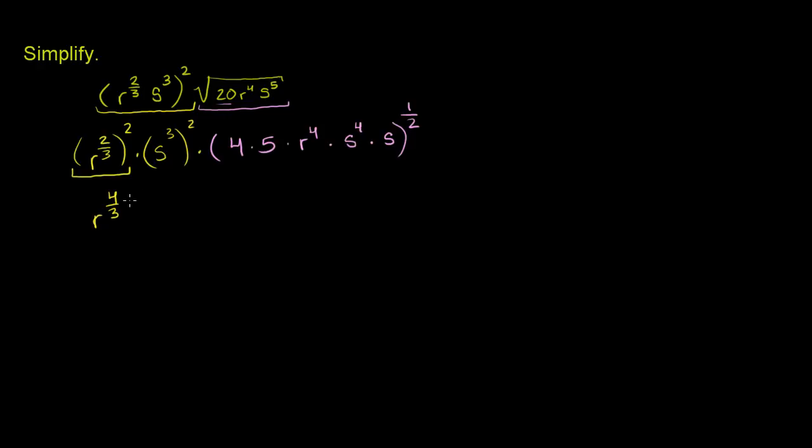So you have r to the 4/3 times s to the 3 times 2, s to the 6th power. And then we could raise each of these terms right here to the 1/2 power. So times, let me color code it a little bit. Times, and we actually wouldn't need the parentheses once we do that, 4 to the 1/2 times 5 to the 1/2. That's that term right there.